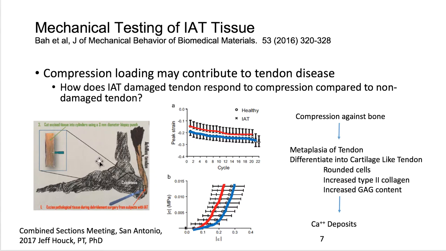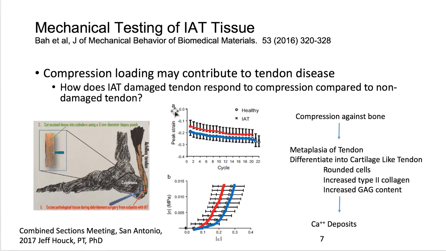So this was followed by removing tissue from surgery. When that tissue was available, they were able to take it to the lab and test it in an instrumented testing machine. So here we have peak strains, and here we have stress versus strain, and the red is IAT and the blue are controls.